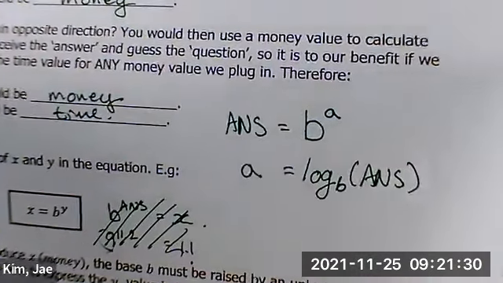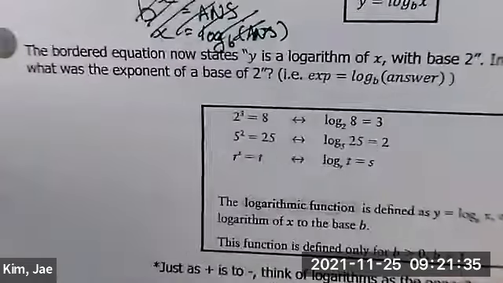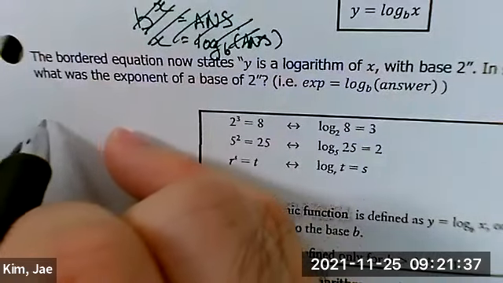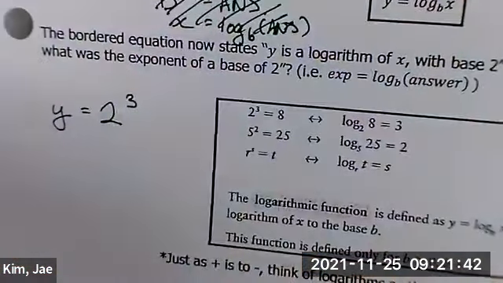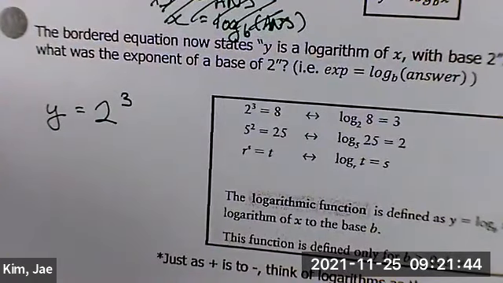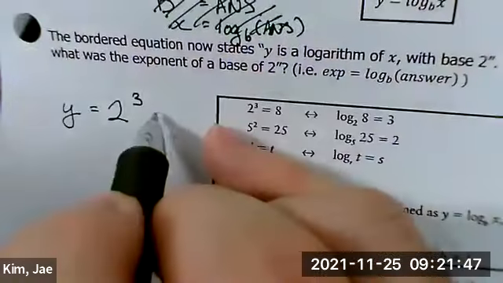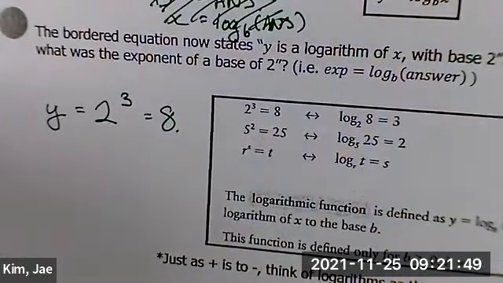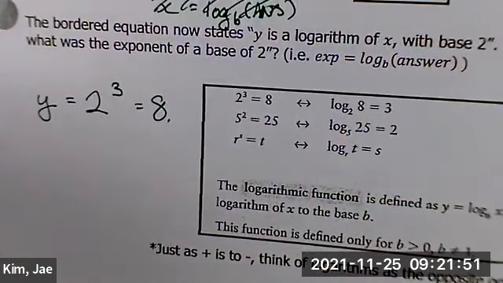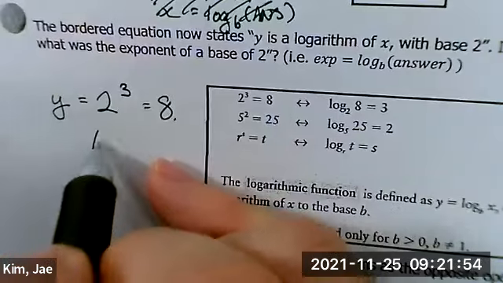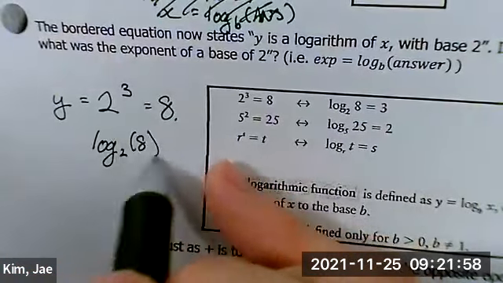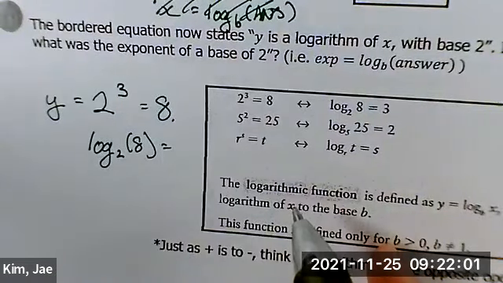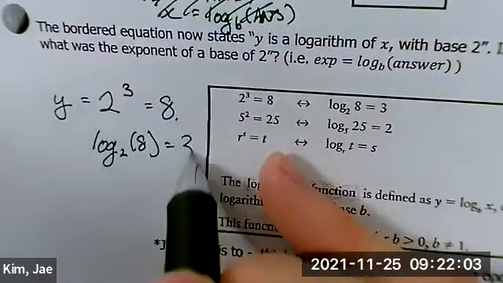Here's an example. Let's pretend the question was, what is 2 to the power of 3? Well, you know what the answer is. It's 8. In the same way, you can say log of base 2 of the final answer will give me the exponent, and that's a 3.